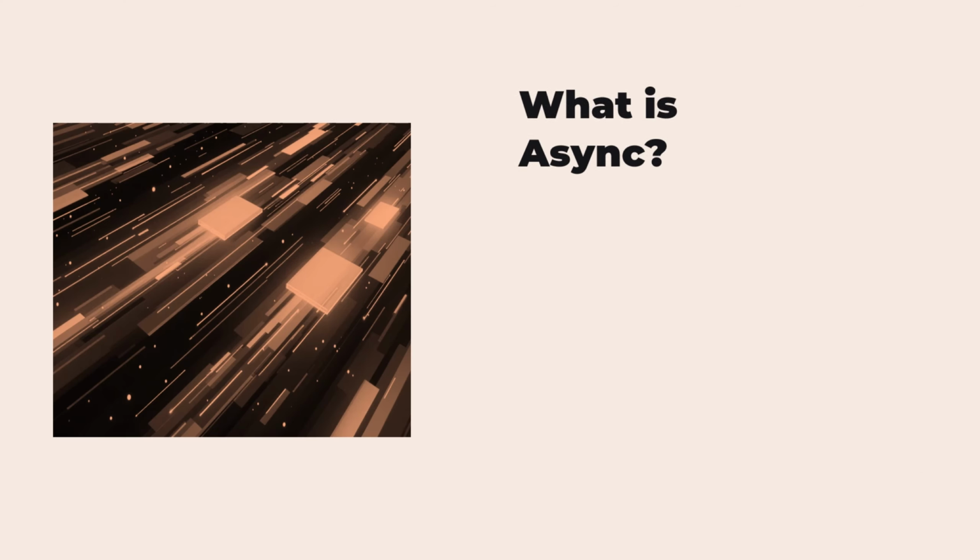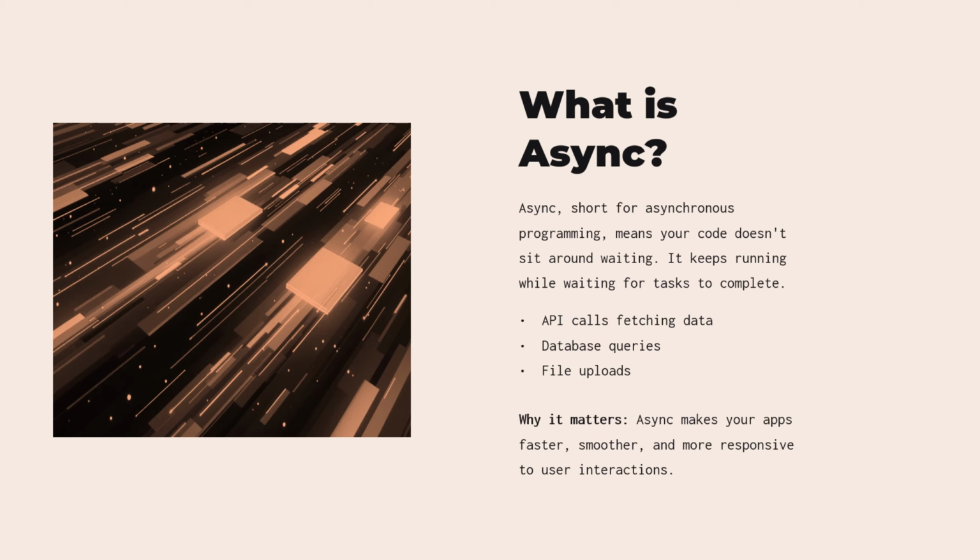Next is Async. Now here's where beginners get confused. Async means your code doesn't wait around doing nothing. Imagine ordering food. Would you just stand at the counter for 30 minutes doing nothing? No. You order it, you go and sit, you scroll Instagram. When the food is ready, you get notified. That is async. Your program continues running while waiting for something else to finish. This makes apps smooth and fast. Modern JavaScript heavily depends on this.